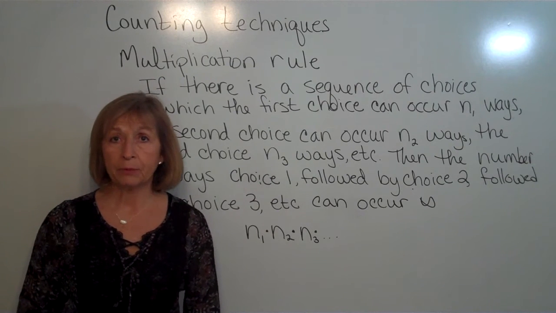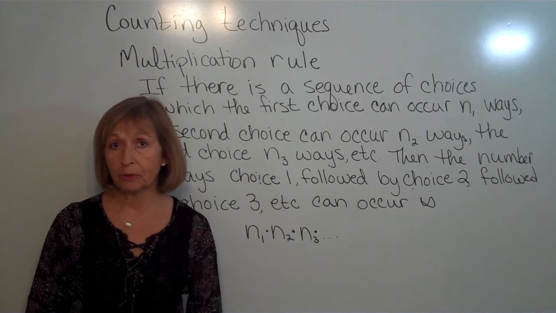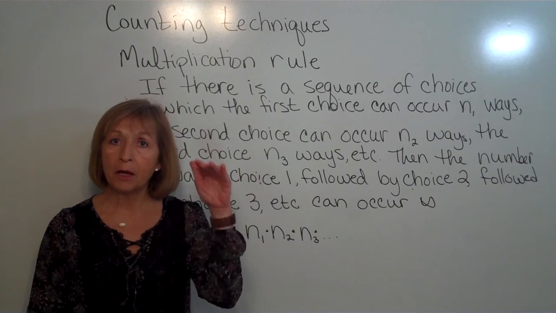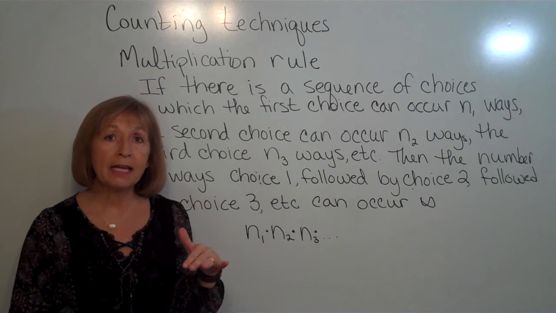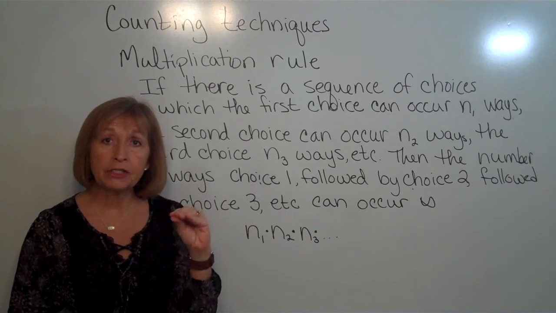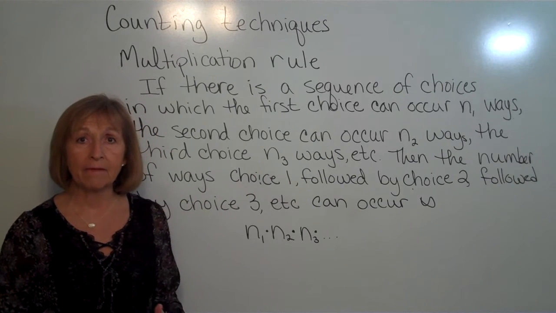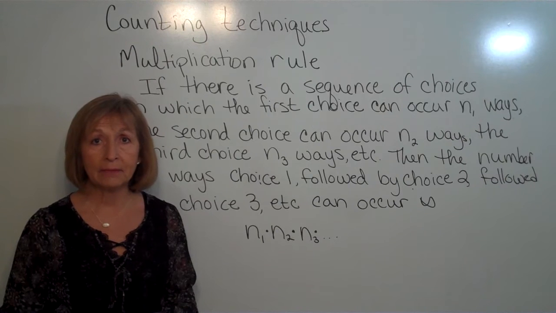Working with probability. Remember, one way of assigning probability is the classical approach, where we find the number of ways the event we're interested in can happen, divided by the total number of items in our sample space, and that ratio gives us the probability of that event, the likelihood that it would occur.